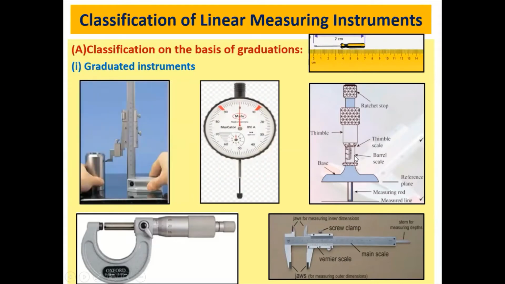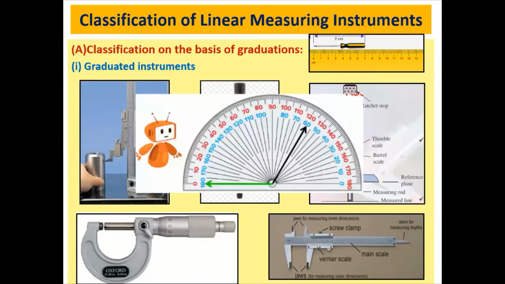Along with that, there is another one, the curved graduation. You can see on this dial gauge there is a curved graduation. When you are talking about linear graduation, the units may be centimeter, inch, like that. If you go for the curved graduation, you can see this is a protractor, and in protractors the units may be degrees, minutes. Like that, these are the curved graduated instruments.